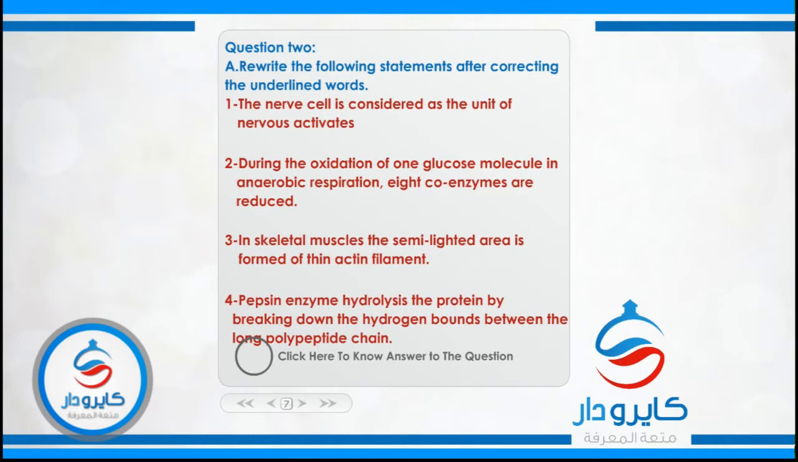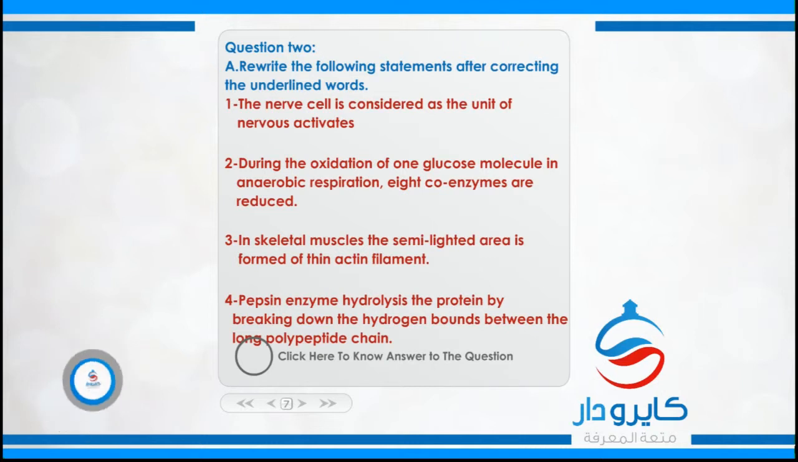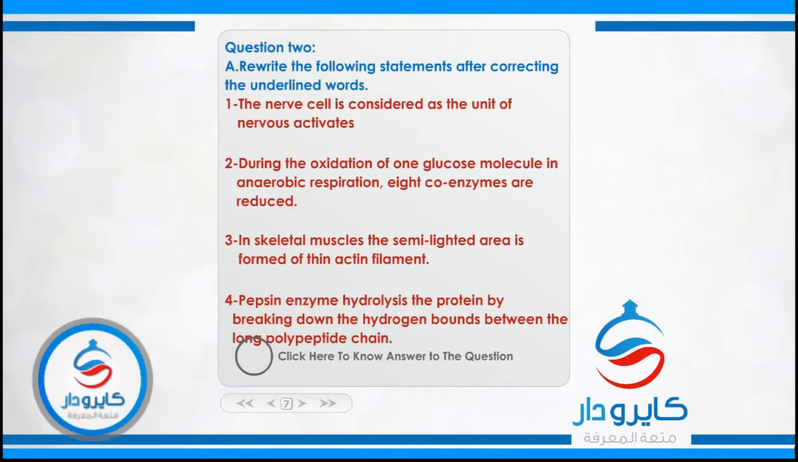and when the pyruvic acid is oxidized into the acetyl group, 2 NADH are produced. That means 4 NADH are produced during glycolysis and the formation of the acetyl group. In one turn of the Krebs cycle, 3 NADH and 1 FADH2 are produced. So when the Krebs cycle is repeated twice, that means 6 NADH and 2 FADH2 are produced. So the total number of NADH and FADH2 produced is 12 coenzymes only.